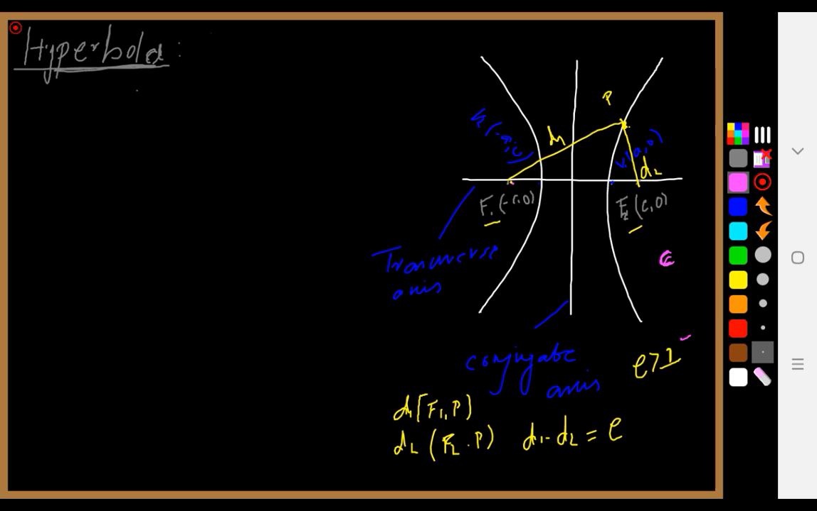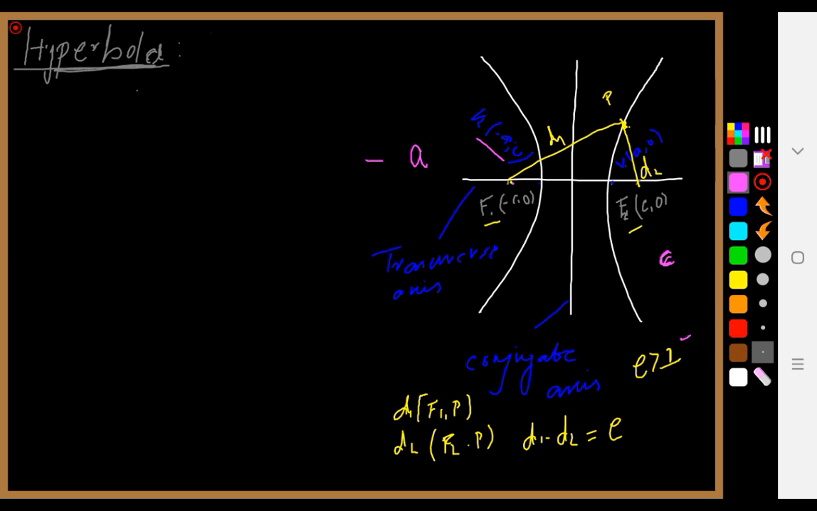And the next thing is that there are two vertices, V1 and V2: V1 is (minus a, 0) and V2 is (a, 0), which are on the x-axis and at a distance of a from the center.